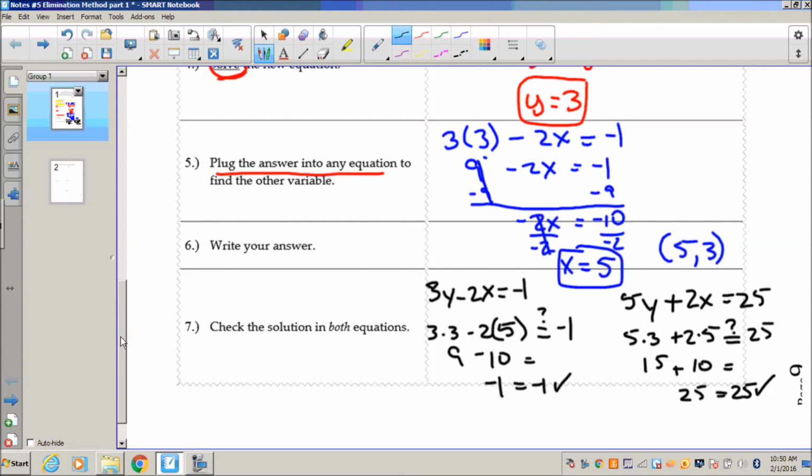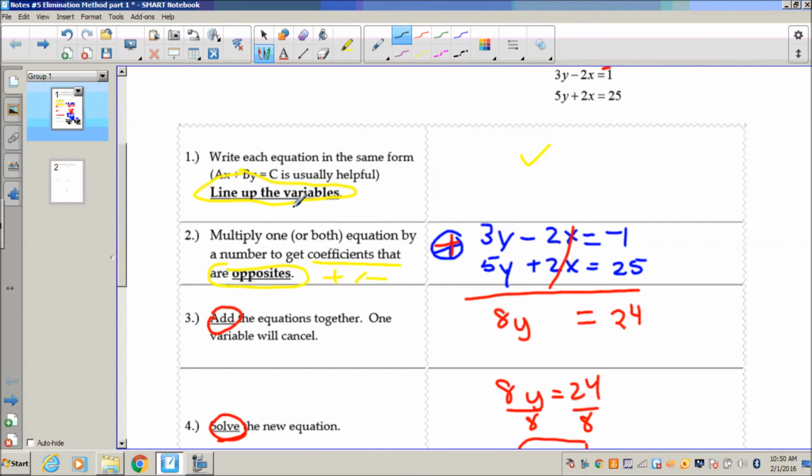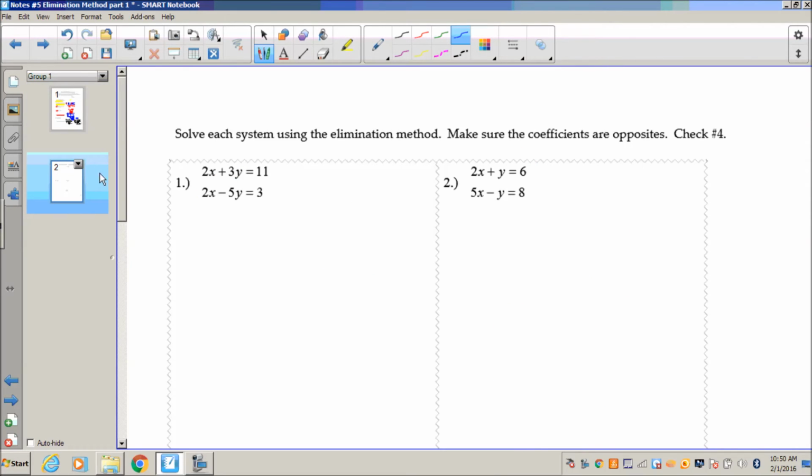Okay, so to review, you want to line up your variables so everything is in the same order. Hopefully one of the variables will be opposite, so they cancel. You add the equations together and solve. So let's try the first example on the next page.